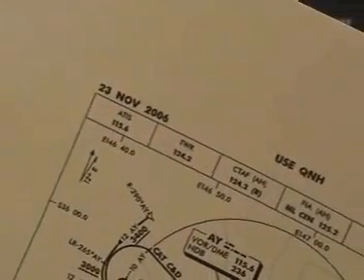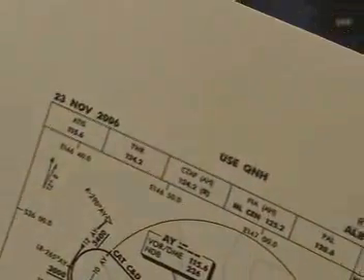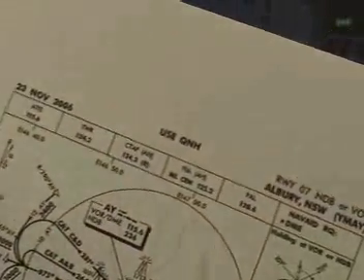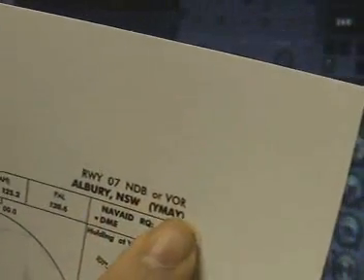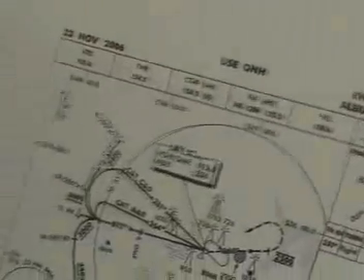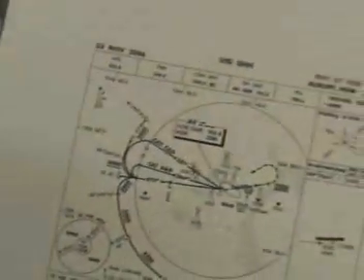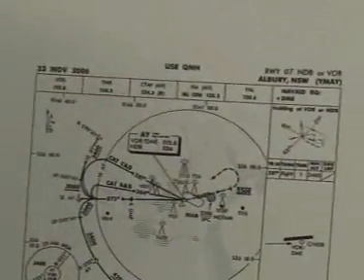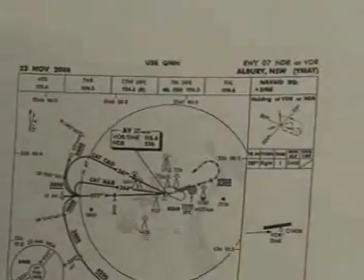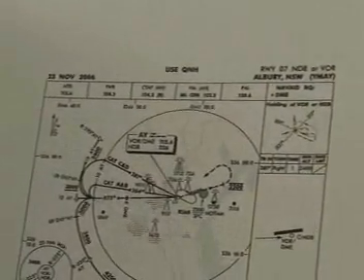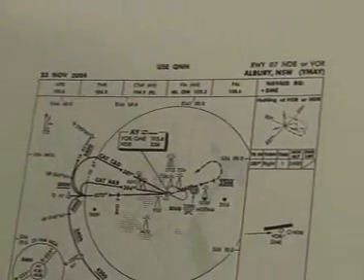Charts. So I've got this chart here, dated 23rd of November 2006, which is when the last update was made for these charts. We have runway 07, NDB or VOR for Albury, New South Wales. Here we have a fairly straightforward diagram of all the approaches available for runway 07, both the VOR and the NDB.